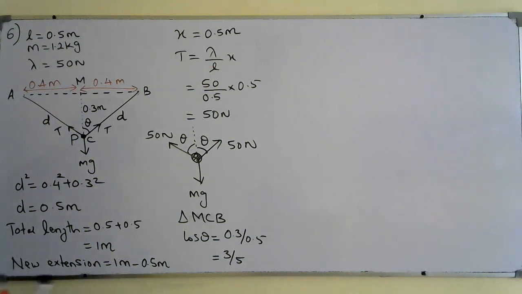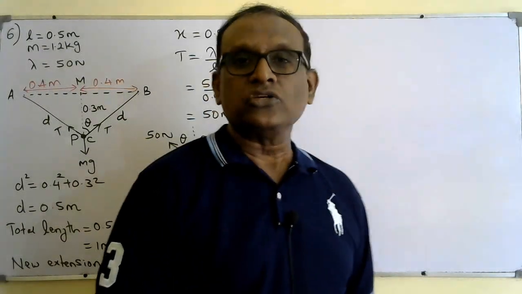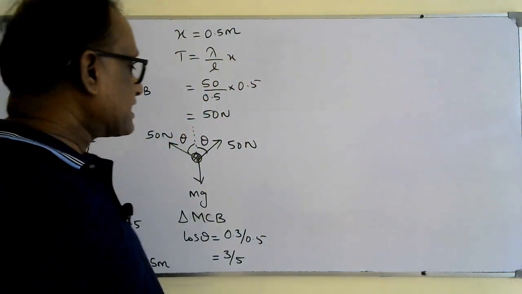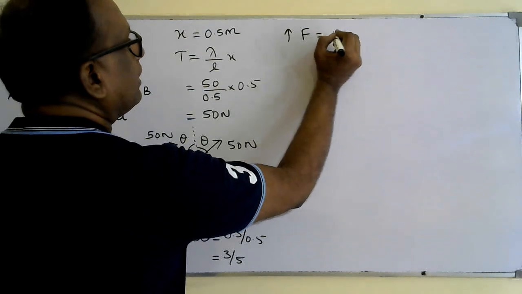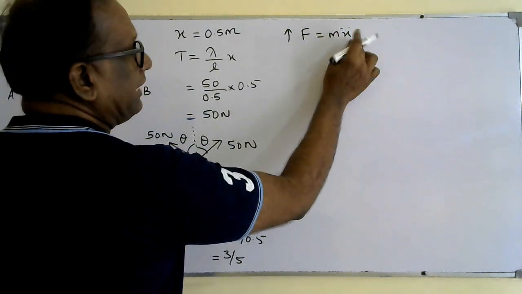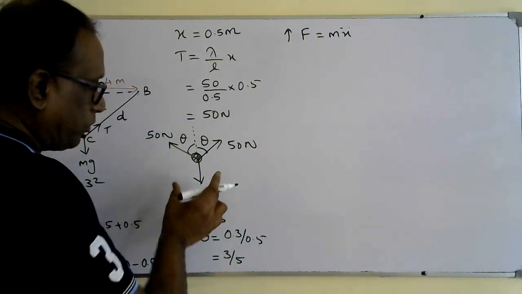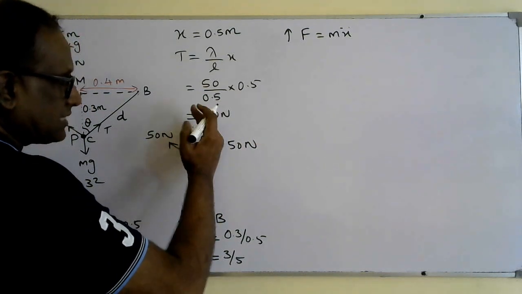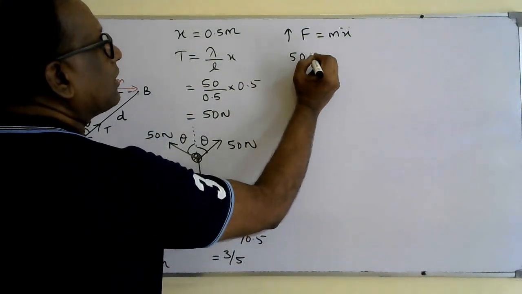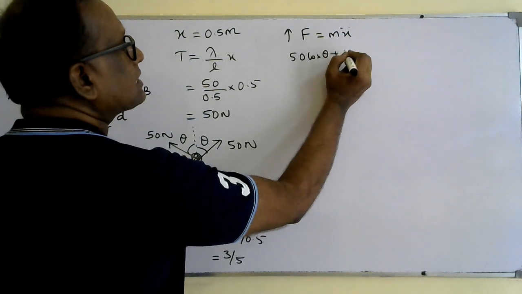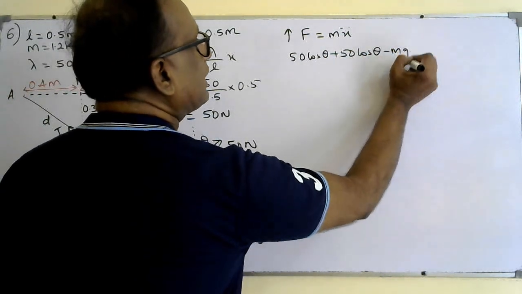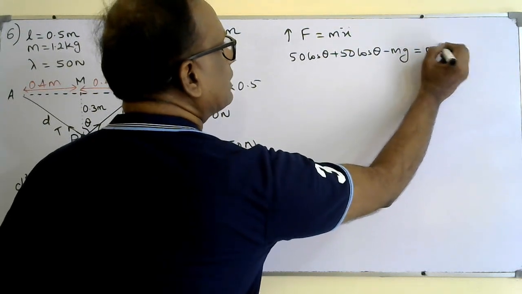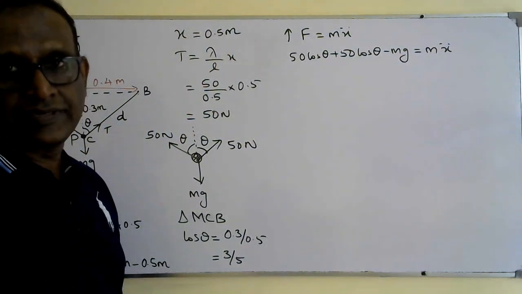Okay, so the resultant force we need to find, because we are going to use F equal ma. Initial acceleration at the moment it's released. So we'll use this direction, F equal m x double dot. We need to find the x double dot initially at the moment it's released. So that is 50 cos theta plus 50 cos theta minus mg equal m x double dot. That's a solution. We are going to do it.